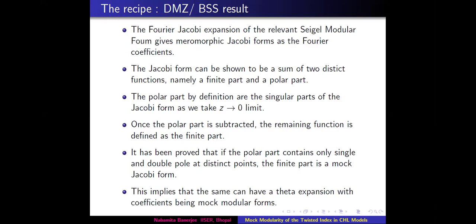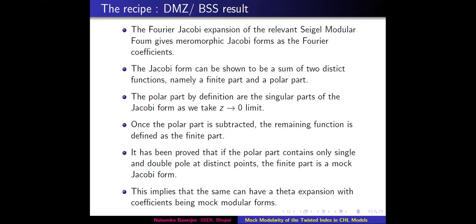So the Fourier-Jacobi expansion of the relevant Siegel modular form first gives us the meromorphic Jacobi form as its Fourier coefficients, which are basically these. So I'm starting with this. First understanding the transformation properties, and from there we identify what is the Jacobi form. As it turns out, they are in general classical Jacobi forms, so they need not be holomorphic functions. And for the two cases that they studied, this turns out to be meromorphic.